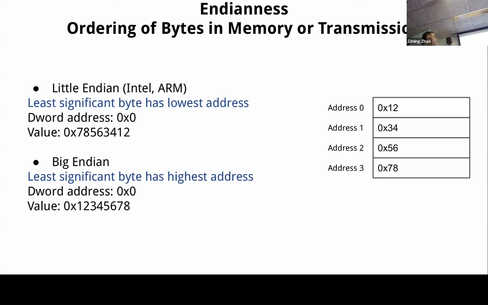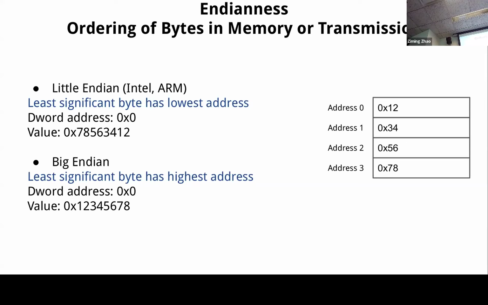Also, you need to know what is endianness. Endianness is about the ordering of bytes of a value in computer memory or in transmission. We have two popular endianness types: one is called little endian, and another one is called big endian. But in history, there are other ways to order bytes. Let me use this as an example.